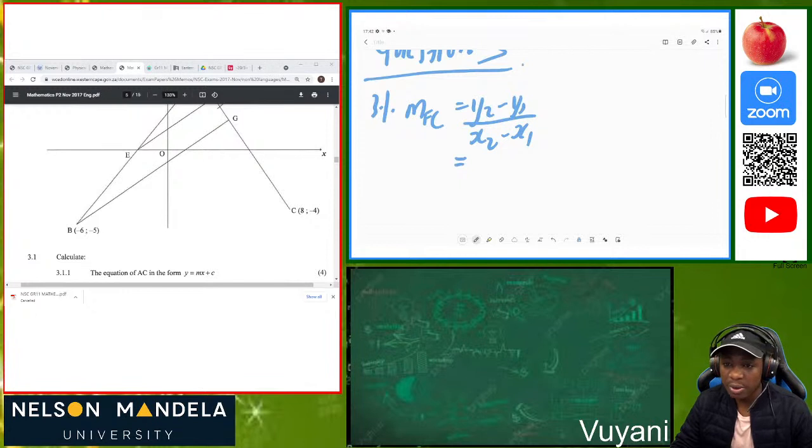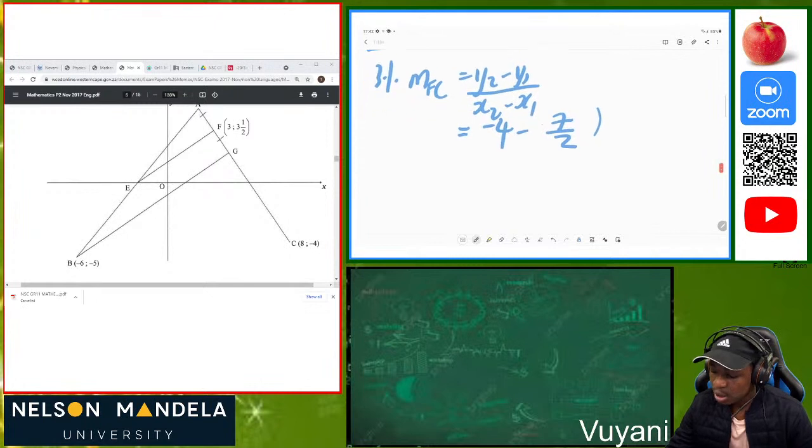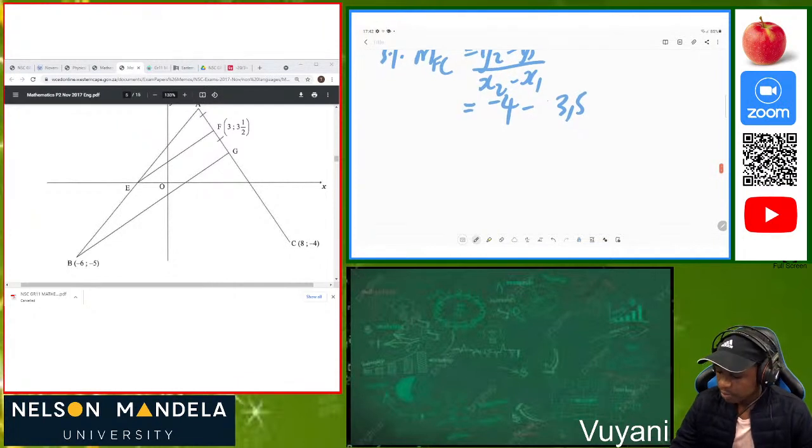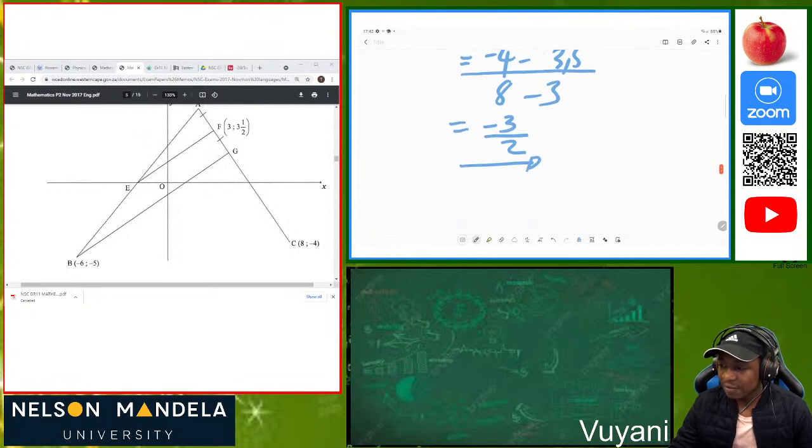Okay, so we're going to use this equation of a gradient. Where is our C, guys? Our C is negative 4 minus what's our y of F? It's 3.5. 3.5 is 2 times 3, it's 6 plus 1, 7 over 2. Just convert 3.5 to an improper fraction, or you can write 3.5 in decimal format. Then we have 8 minus 3. Then using your calculator, you're going to end up with negative 3 over 2. That is our gradient of line FC.